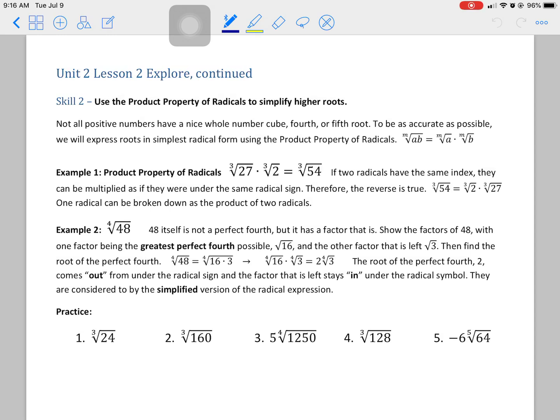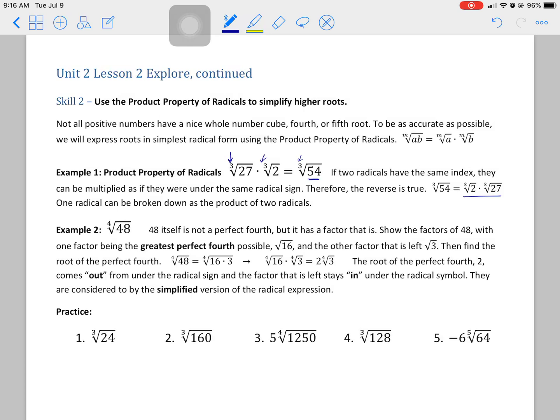All right, Unit 2, Lesson 2, Page 2, Skill 2. Use the product property of radicals to simplify higher roots. So basically we're doing what we did with the square roots, only we're laser focused on the index. That's different than a 2 now. So the product rule still applies. It says if the indexes are the same, you can multiply them together under the radical sign. So if you can multiply them together, you can pull them apart.